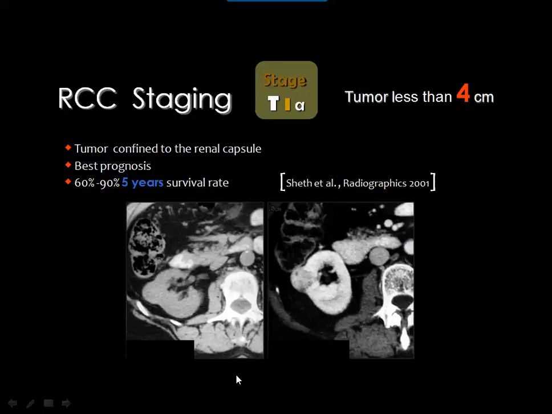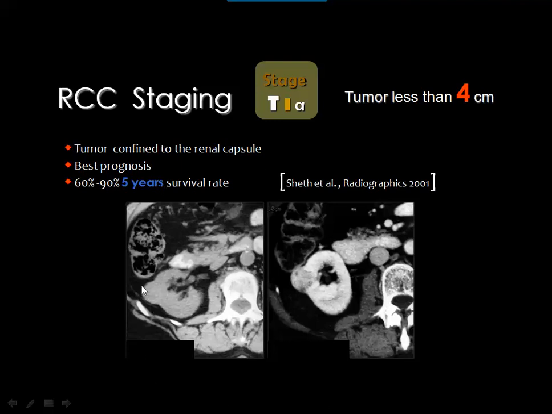And the staging of the renal cell carcinoma is usually done by the TNM classification, and the T1 is divided into two, where T1a is a tumor mass which is less than 4 centimeters in diameter, and this mass is confined to the renal capsule, and the prognosis is very good for such a lesion.